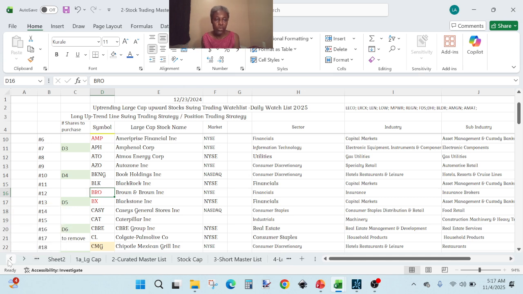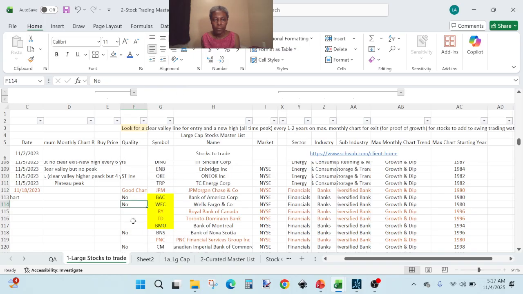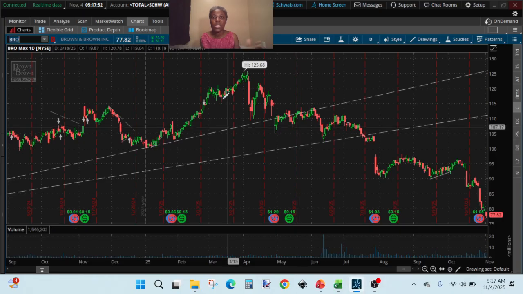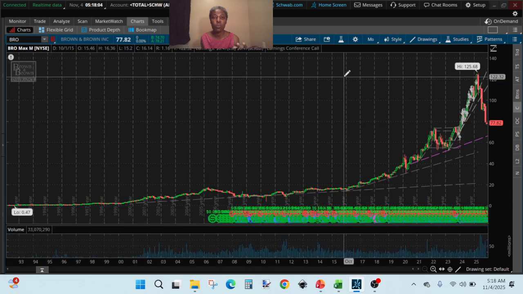I don't really use a specific pattern per se, other than that stocks need to be growing, moving upward, and we are going to do some analysis together here. The first one is BAC, to see if we like their chart patterns to add them to our 2026 watch list. We are using the Think or Swim platform, and we are going to go to the maximum monthly chart.